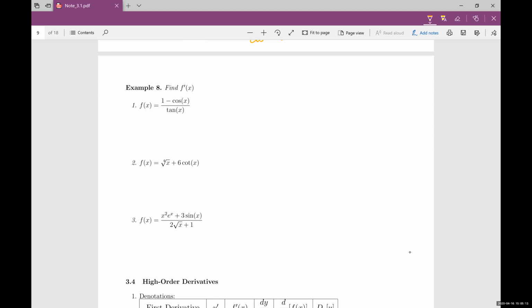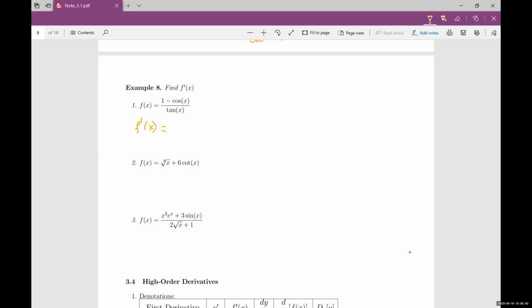All right. Let's look at example number 8. In example number 8, you have a quotient and you have cosine and tangent functions. But again, if you have quotients, then you have to use the quotient rule. If you have to find the derivative of tangent, you can look at the table. So let's find the derivative of f of x.